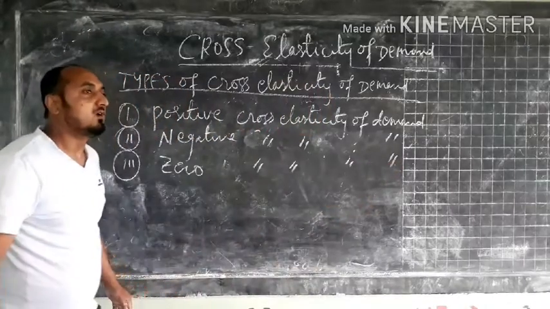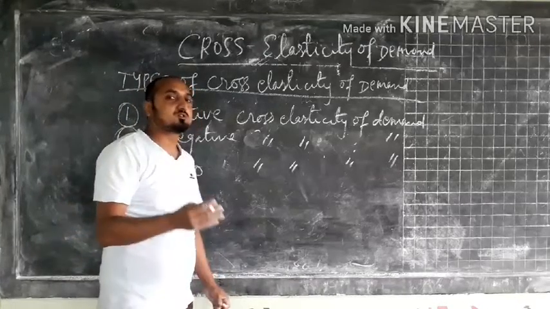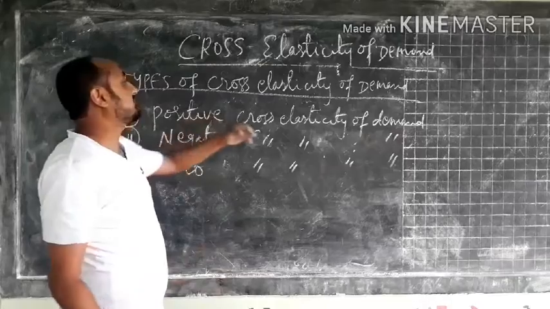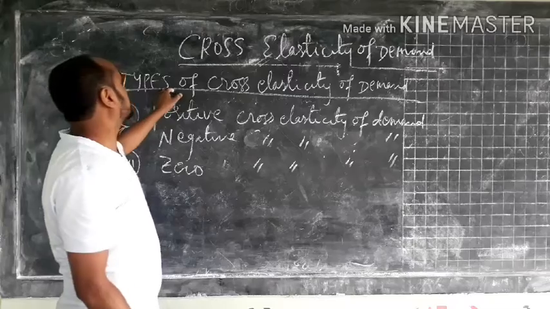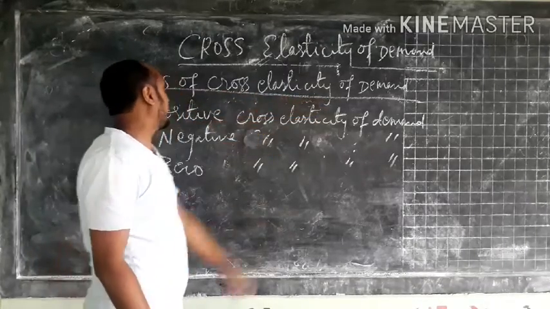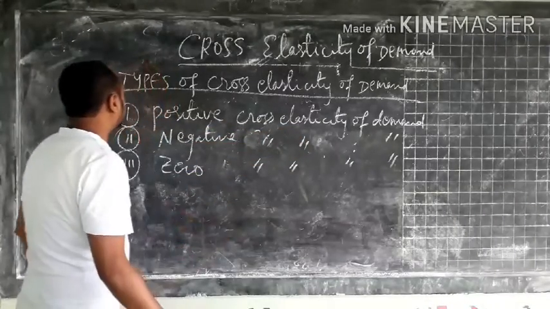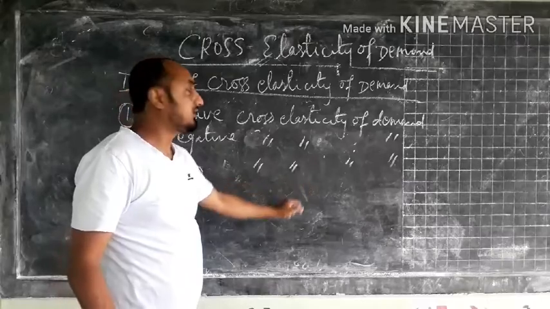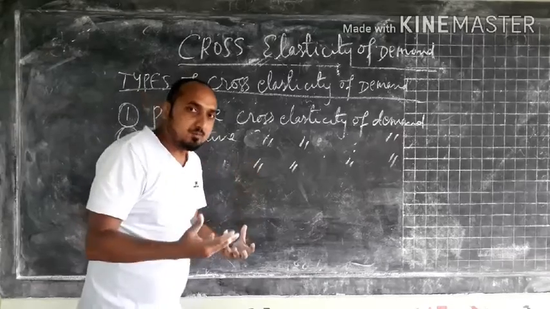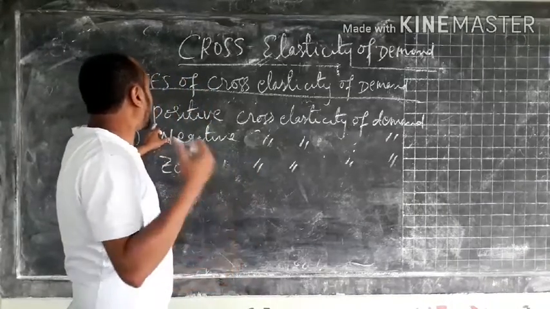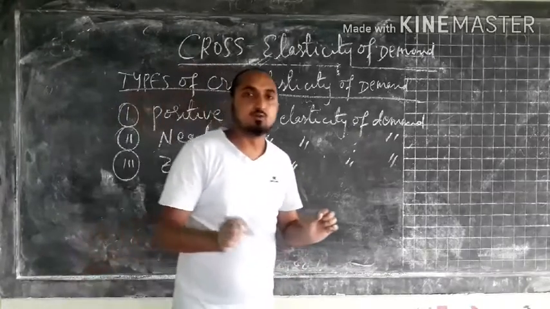It is similar to income elasticity of demand. In the case of income elasticity of demand also, we had three categories: positive income elasticity, negative, and zero. In the same way, in the case of types of cross elasticity of demand, we have three categories: positive, negative, and zero cross elasticity of demand. I will explain one by one the meaning, and I'll give you some examples also to make you understand how we can say that this is a positive, negative, or zero cross elasticity.